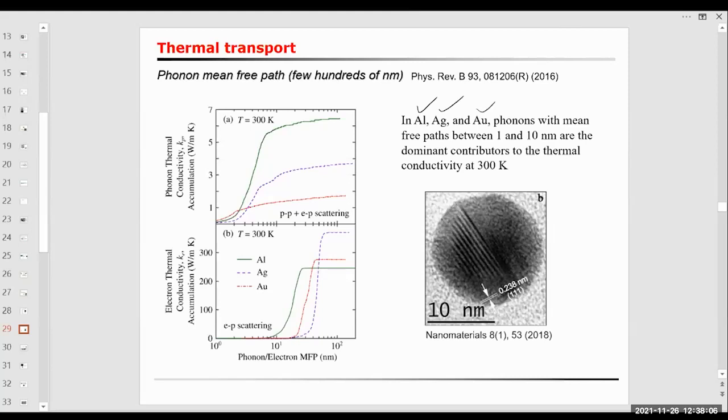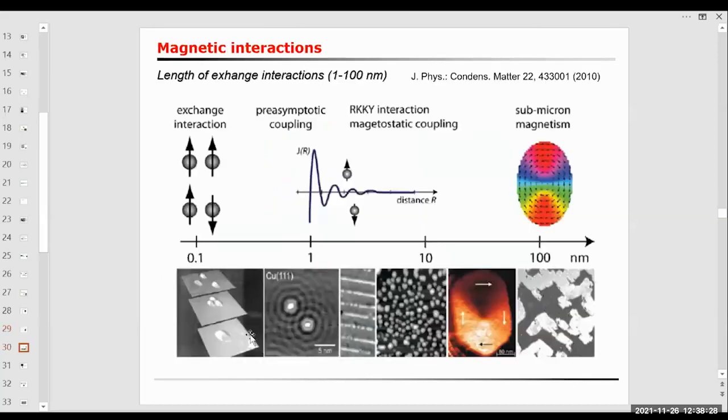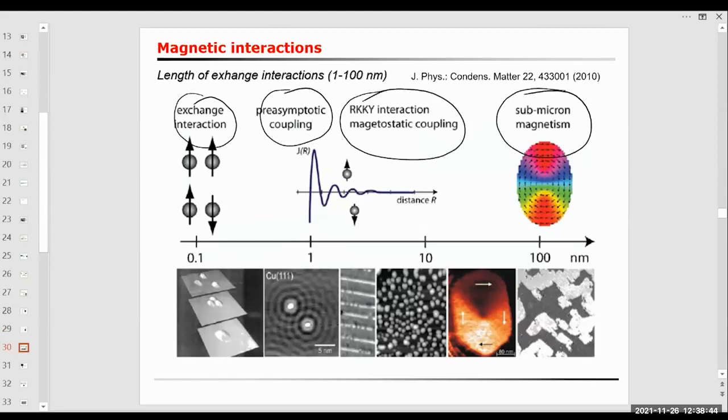Why? Because it is related to the phonon mean free path, which in aluminum is between 1 and 10 nanometers. Therefore, the phonon mean free path becomes the design parameter. It is very difficult to extract thermal properties because it is difficult to make such nanostructures. So it is very important. Similarly, there is the length of exchange interactions in magnetic materials. There are several physical magnetic phenomena that can happen in magnetic materials, and all of these can be achieved by virtue of design.